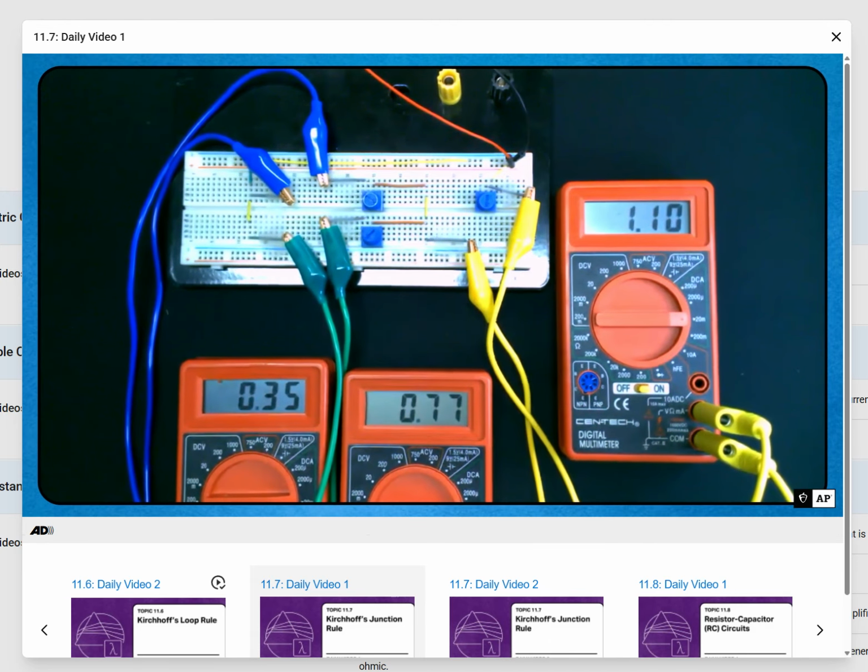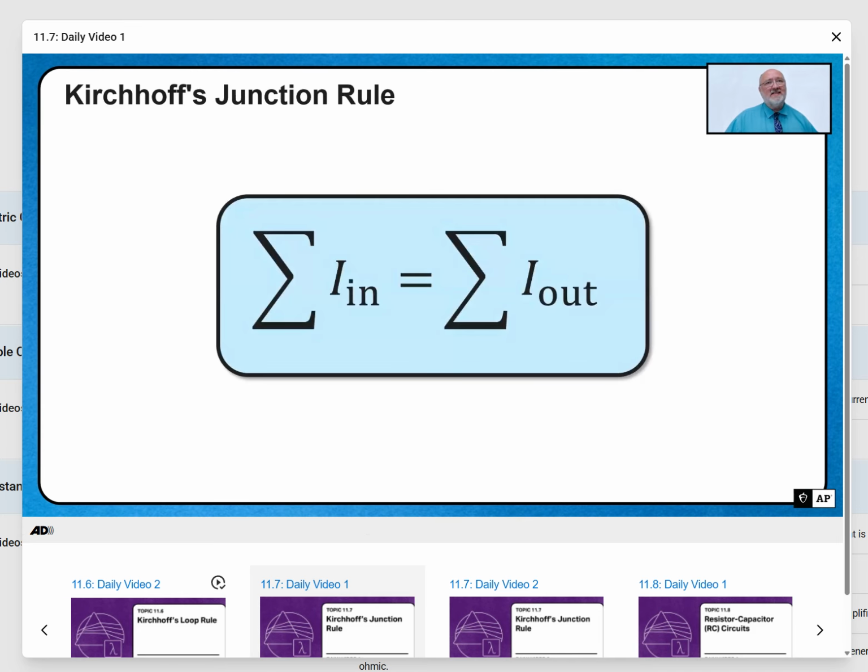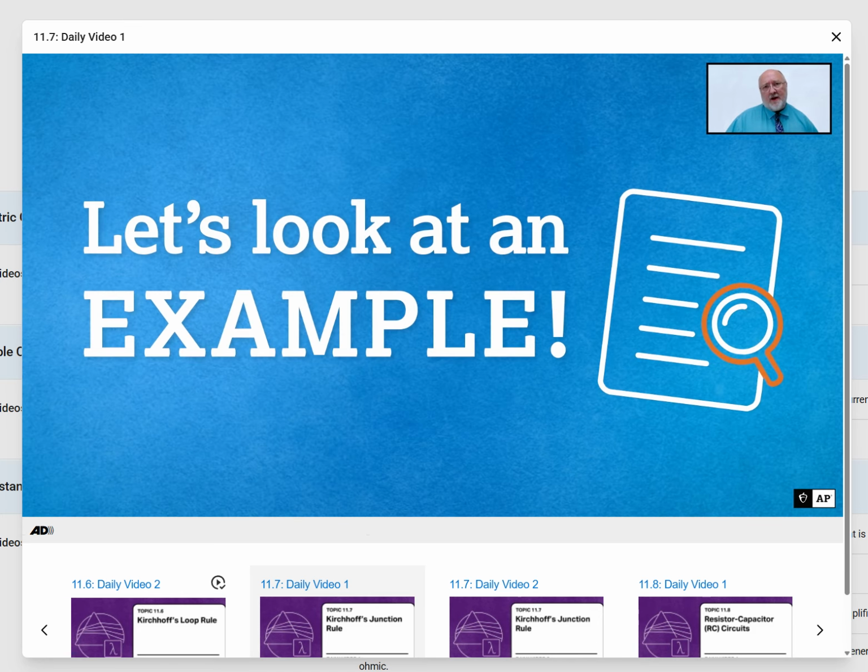It is a great tool for helping us analyze circuits. So algebraically, we can state Kirchhoff's junction rule as: the sum of the currents into the junction is equal to the sum of the currents coming out of the junction. It's a very straightforward idea. Why don't we look at an example and see if we can apply it to some circuit analysis.